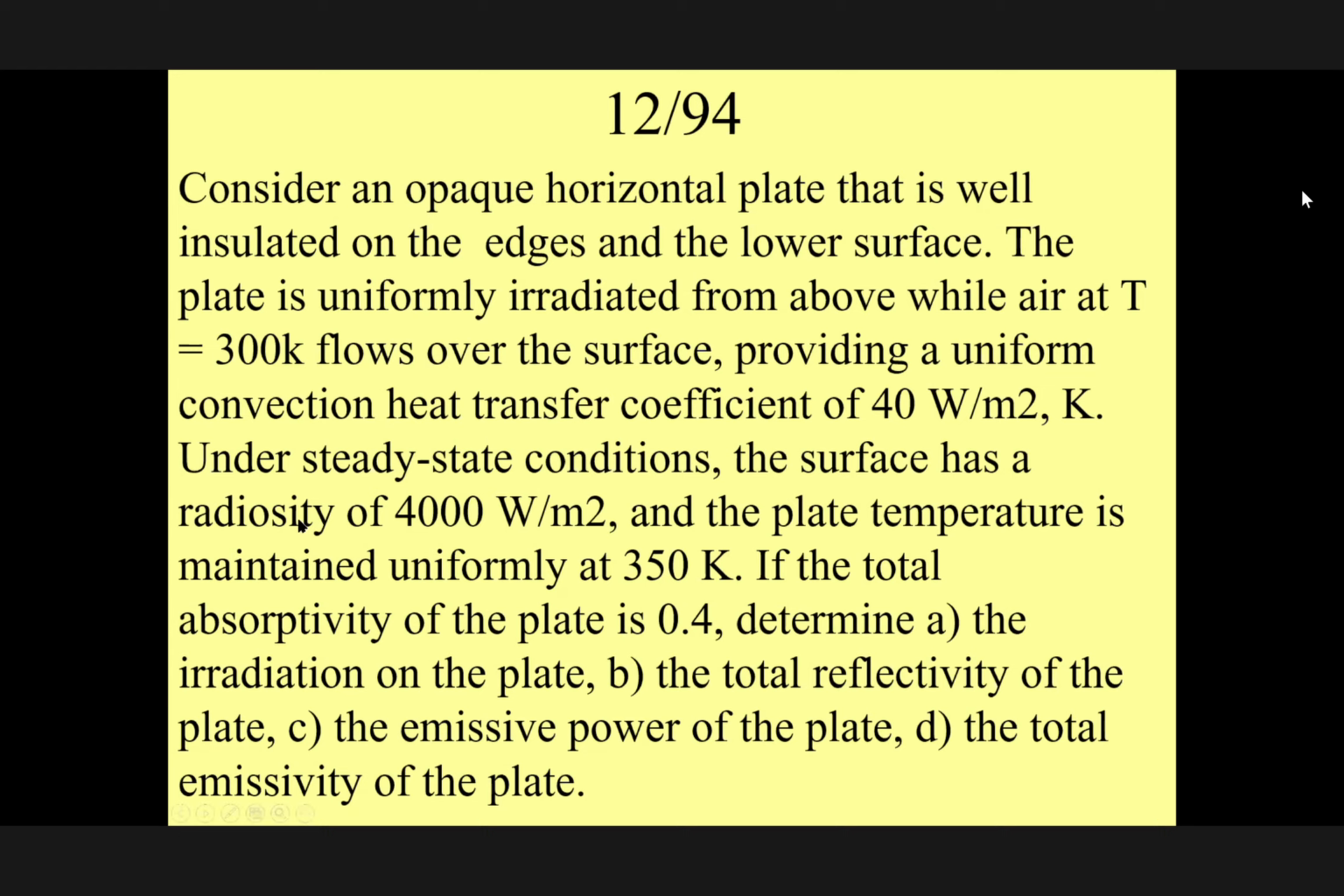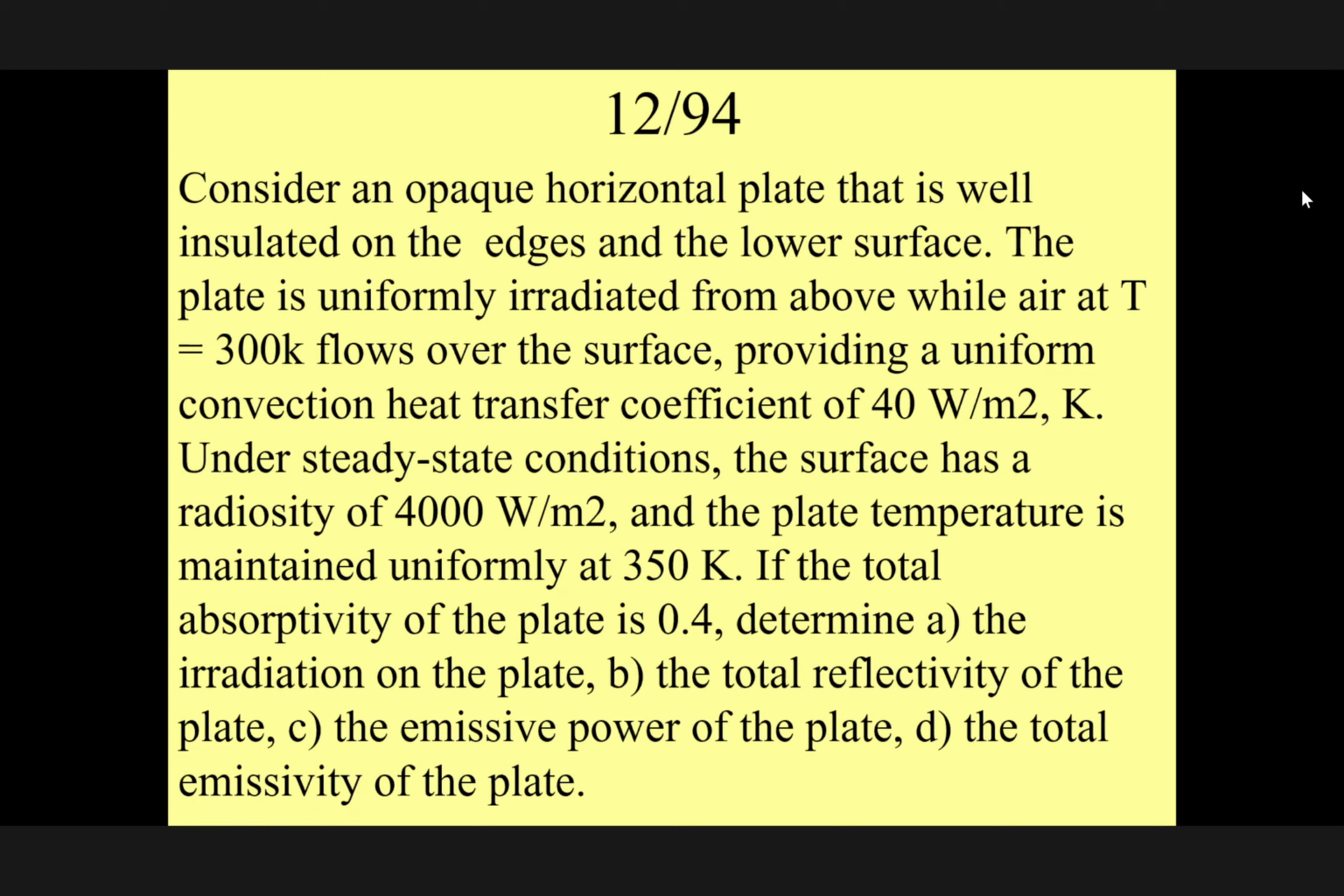Therefore, the convective heat transfer between the surface and air is around 40 watt per square meter. The surface has a radiosity of this one. Now we know what radiosity means. And the plate temperature is maintained uniformly at this one. If the total absorptivity, equal to emissivity, remember again here, is 0.4, determine the irradiation on the plate. How much G is coming to the plate?